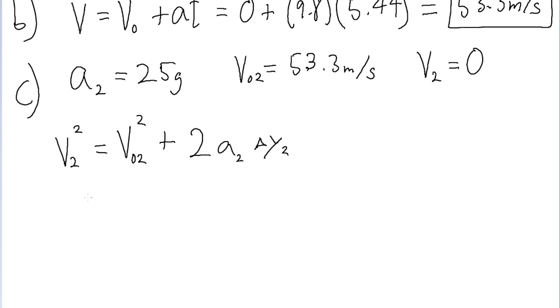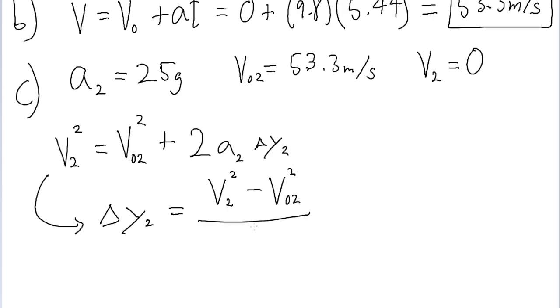And we're looking to solve for delta y sub 2, so we'll subtract from both sides of the equation v naught sub 2 squared, and then divide both sides of the equation by 2a2. So we find that delta y sub 2 is equal to v sub 2 squared minus v naught sub 2 squared, all divided by 2a sub 2.